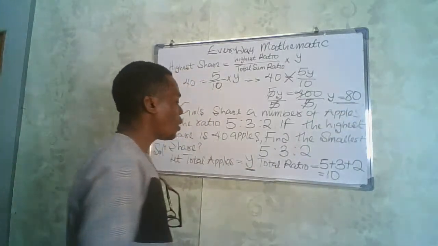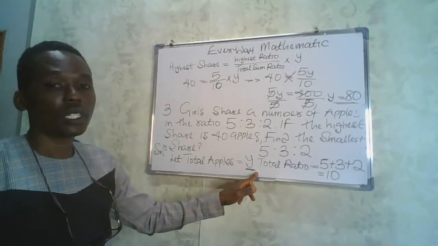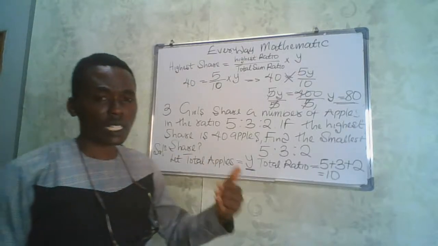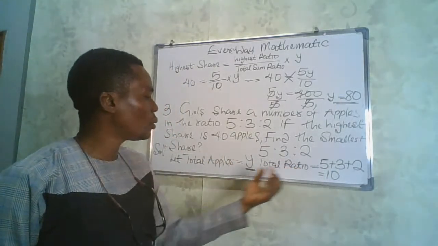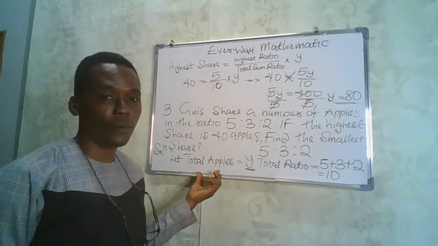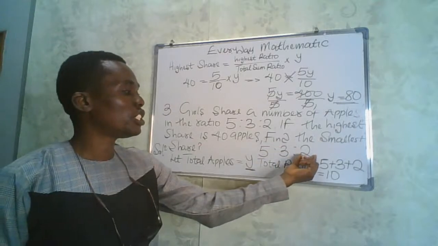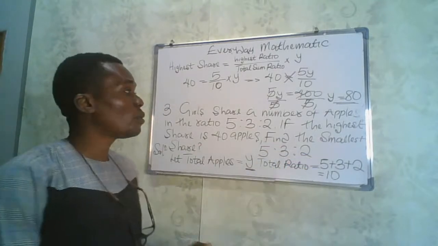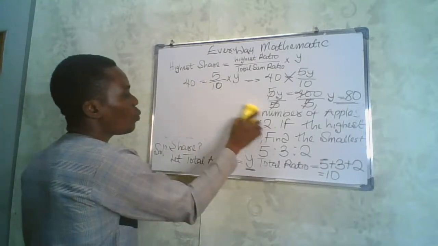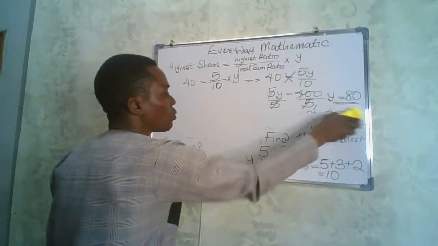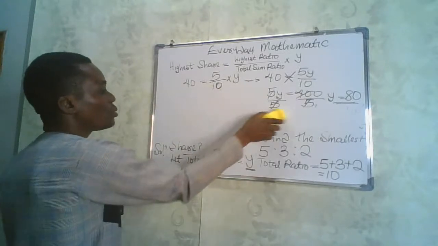So the total apple we'll have is 80. Now you see the solution is becoming clearer. We now have the total ratio, we now have the total apple. That means we can easily find the smallest share, which is 2. So from this expression now, we are asked to find the smallest share. So we are going to find out what the smallest share of that ratio is.